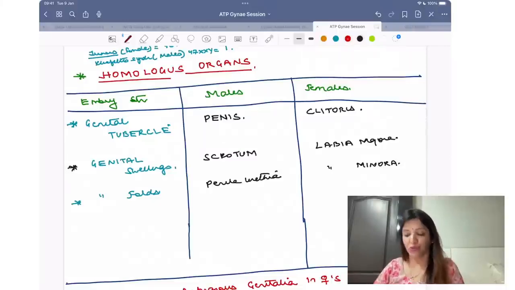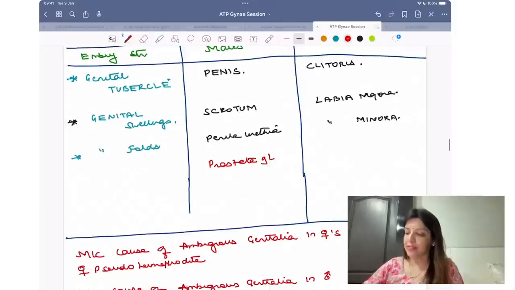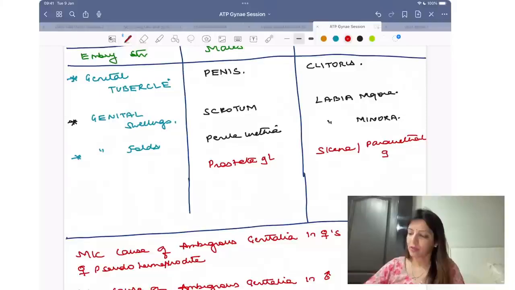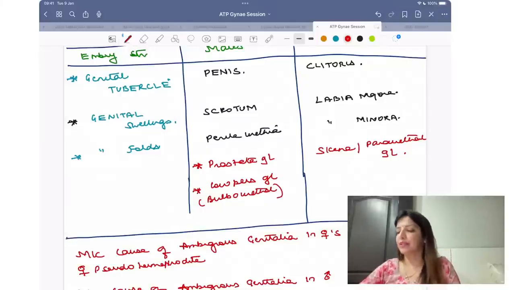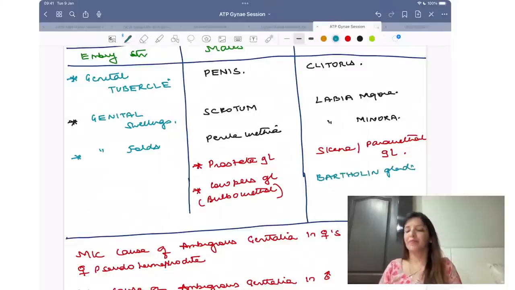In glands, I want you to remember, in males, the prostate gland is homologous to which gland in females? Skene's glands or paraurethral glands, right? Then Cowper's gland. Cowper's gland is also called the bulbourethral gland. The bulbourethral gland in males is homologous to Bartholin glands in females. Clear? So these are homologous structures which are present in males and females.